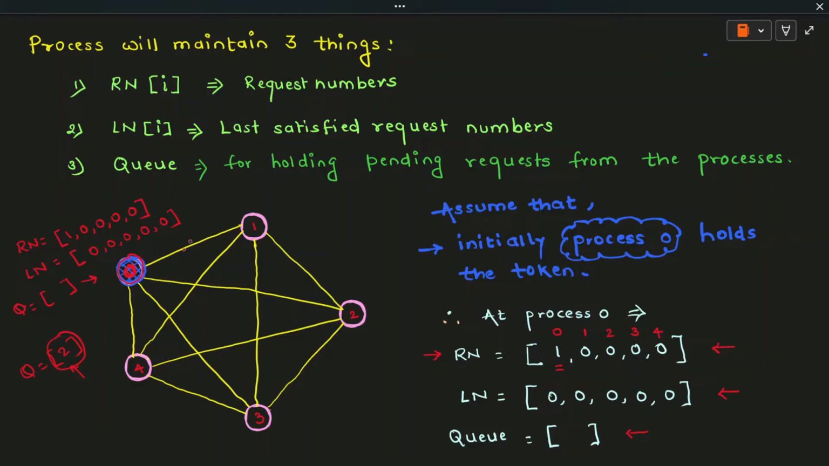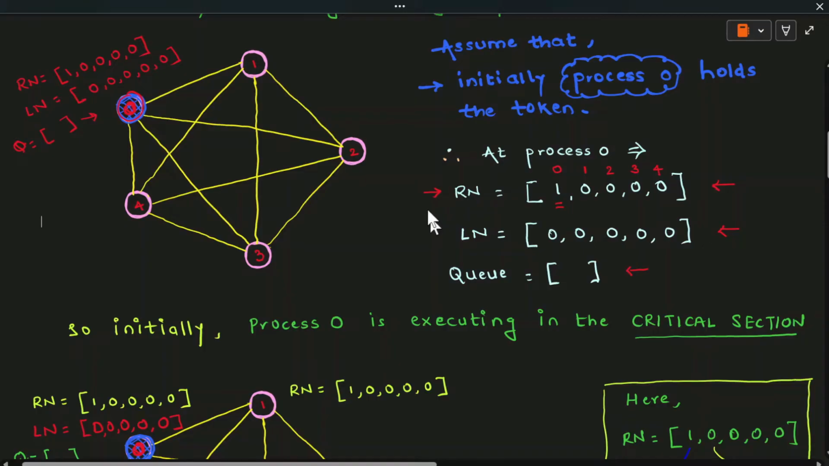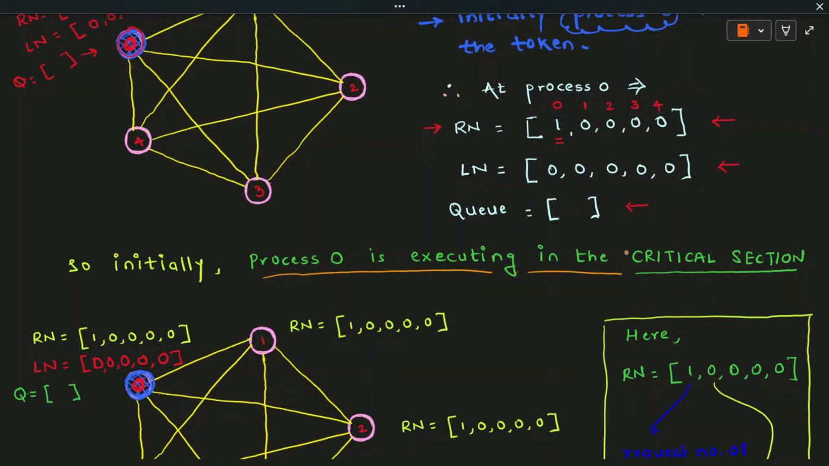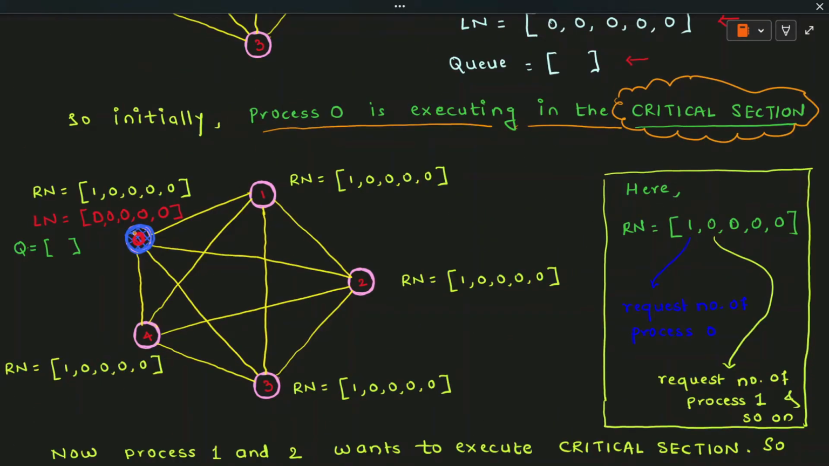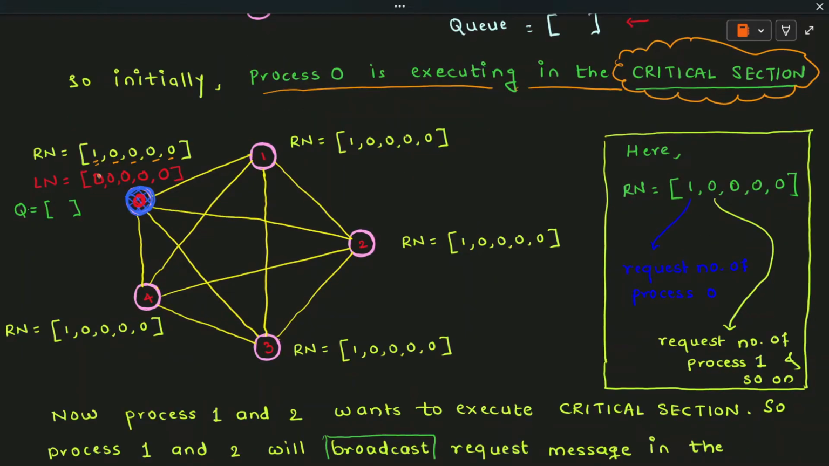So that is what normally happens. Let's go ahead. Now we consider that initially process 0 is executing the critical section. As process 0 is executing in the critical section, we set the value of the flag and we made it 1. For all the remaining flags, the value is going to be 0. LN is the last satisfied request. Right now there is no process which has gone into the critical section, so the values of the LN array are all zeros.